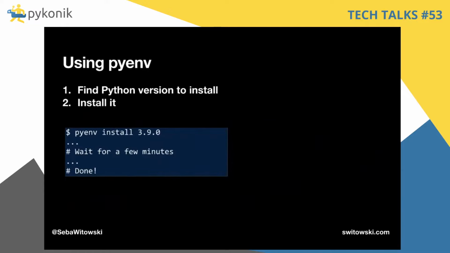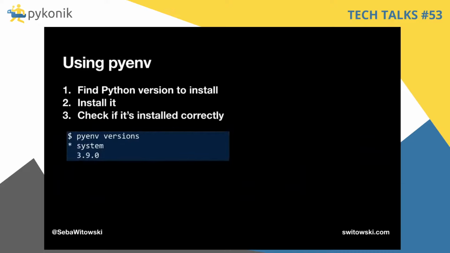Once you select a version from this list, type pyenv install and a version number. Then you usually have to wait a few minutes for the installation to finish. If you have all the additional dependencies like OpenSSL already installed, this installation process might go faster. Once it's done, you can run pyenv versions to see if this new version was installed correctly. We can see it here on the list, so that means we are all set.